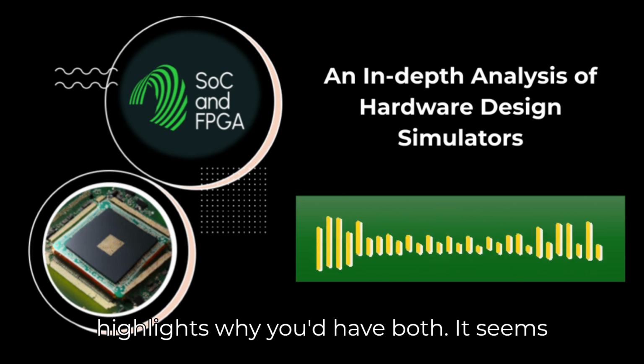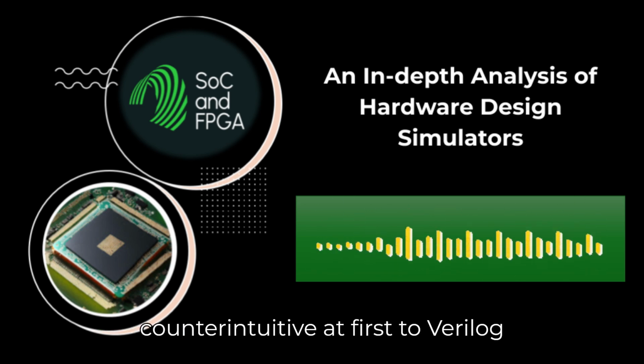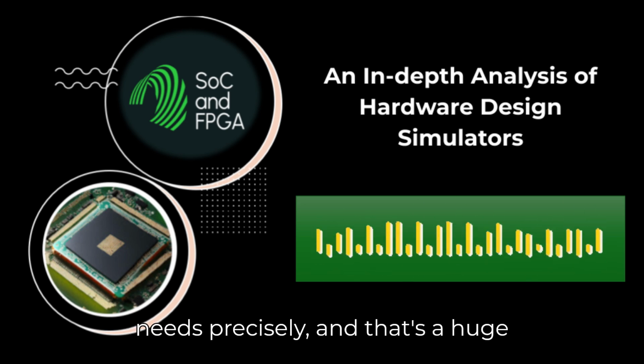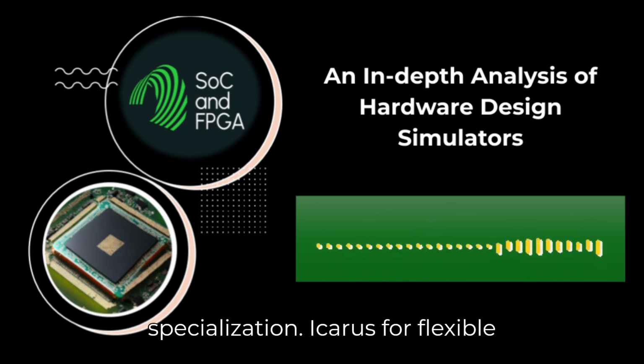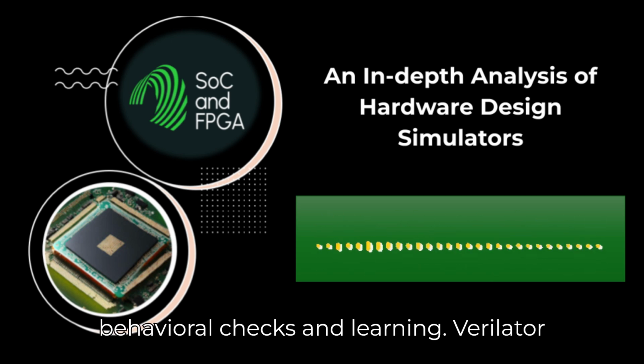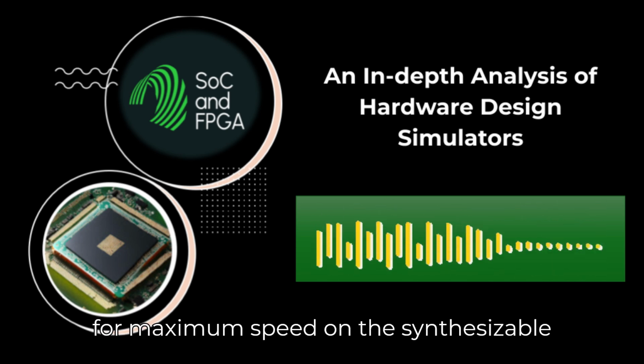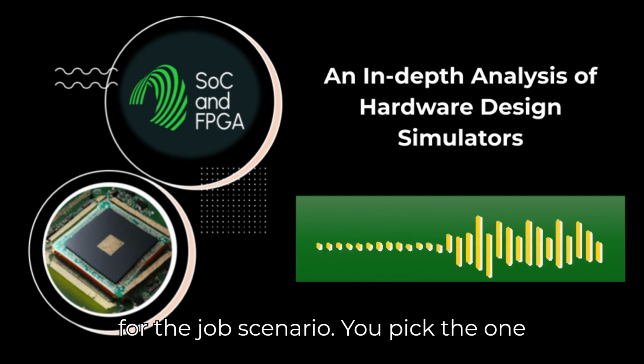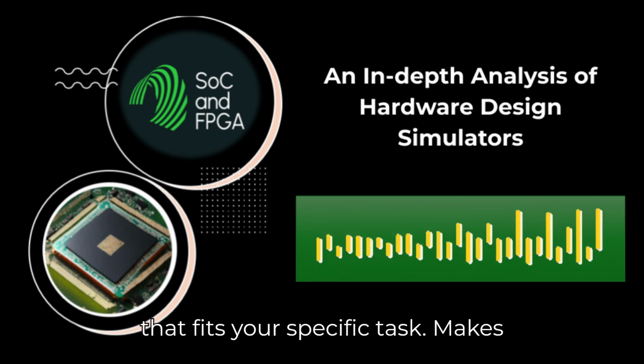So this really highlights why you'd have both. It seems counterintuitive at first, two Verilog tools, but they serve totally different needs. Precisely. And that's a huge strength of open source EDA, specialization. Icarus for flexible behavioral checks and learning, Verilator for maximum speed on the synthesizable design core. It's the perfect right-tool-for-the-job scenario. You pick the one that fits your specific task.